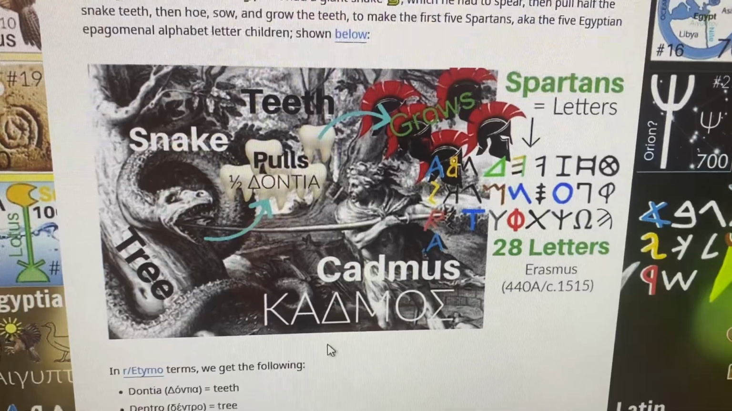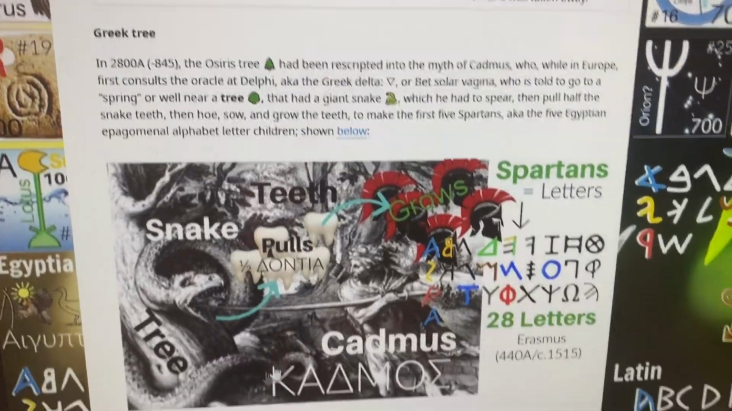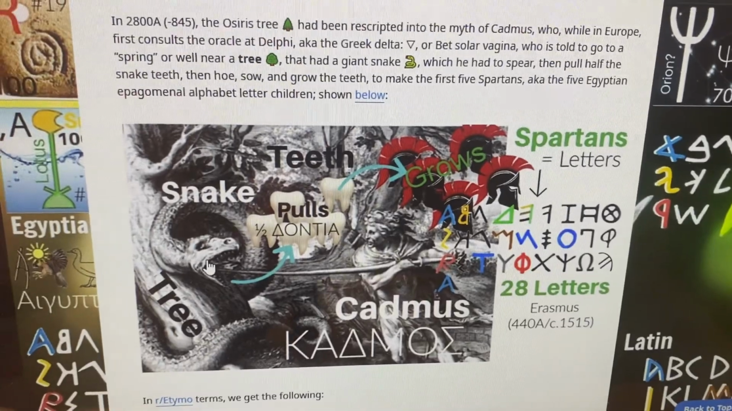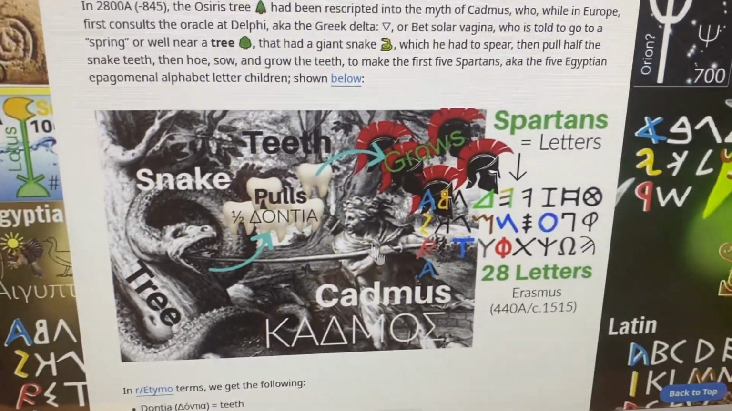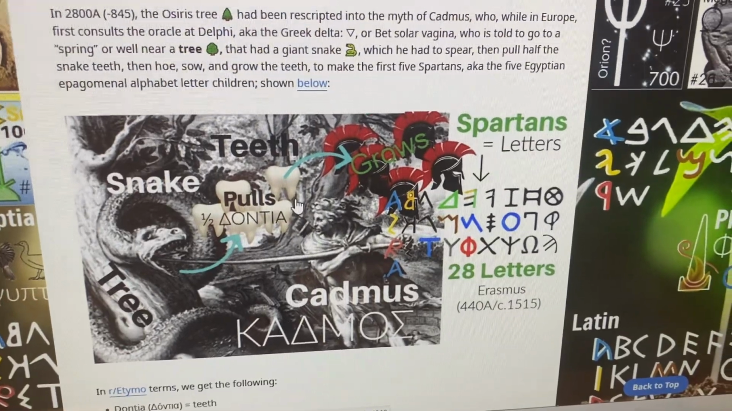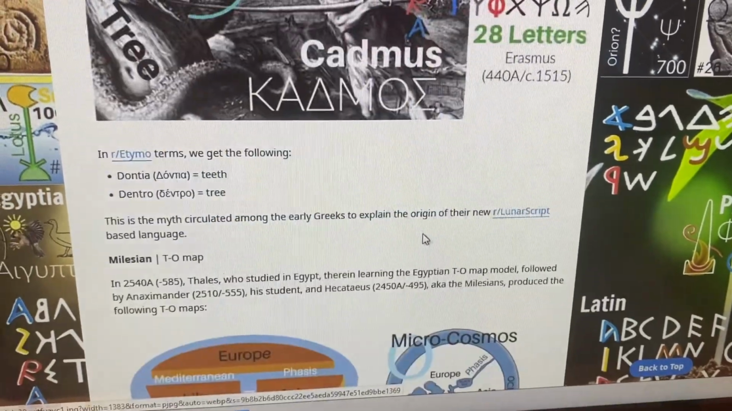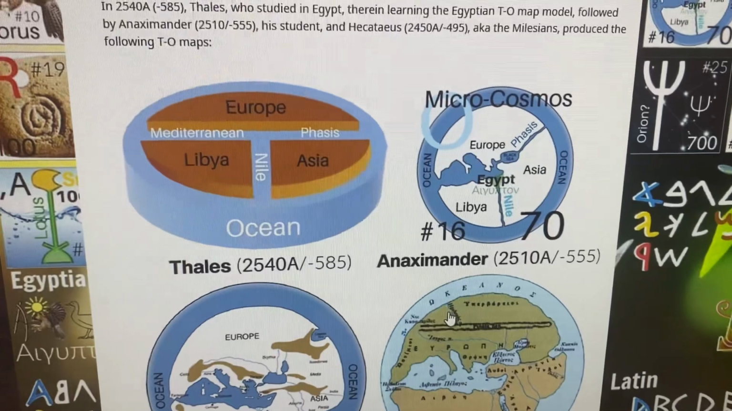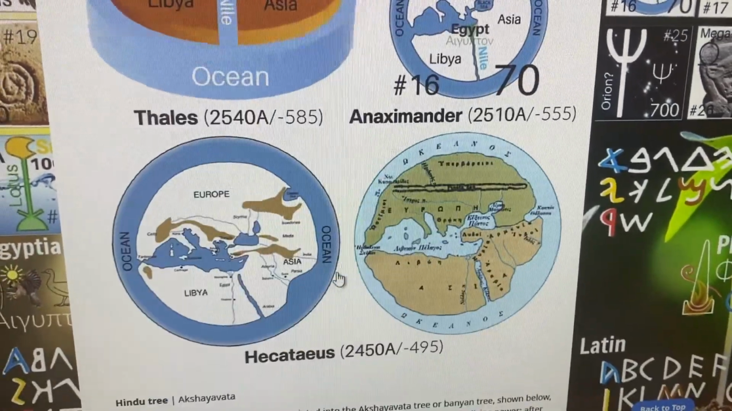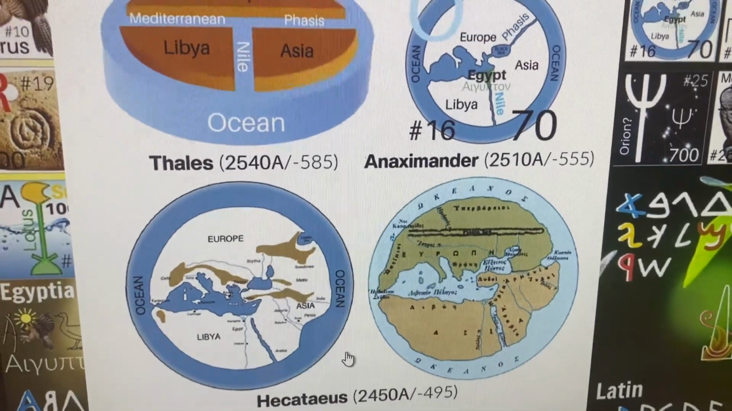And this got rewritten into the Greek version where Cadmus, the Greek Osiris, has to spear a snake on a tree. He pulls out the teeth, and the 5 teeth grow into the Spartans, or the first alphabet letters. And here's an early Thales Teal map, an Anaximander Teal map, Hecataeus Teal map.